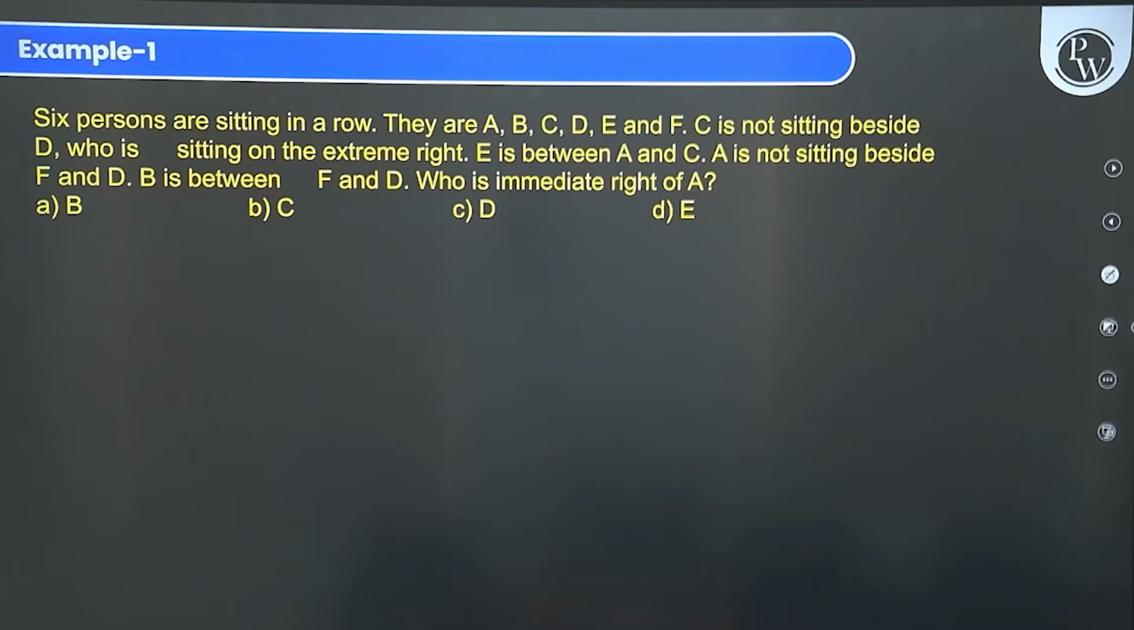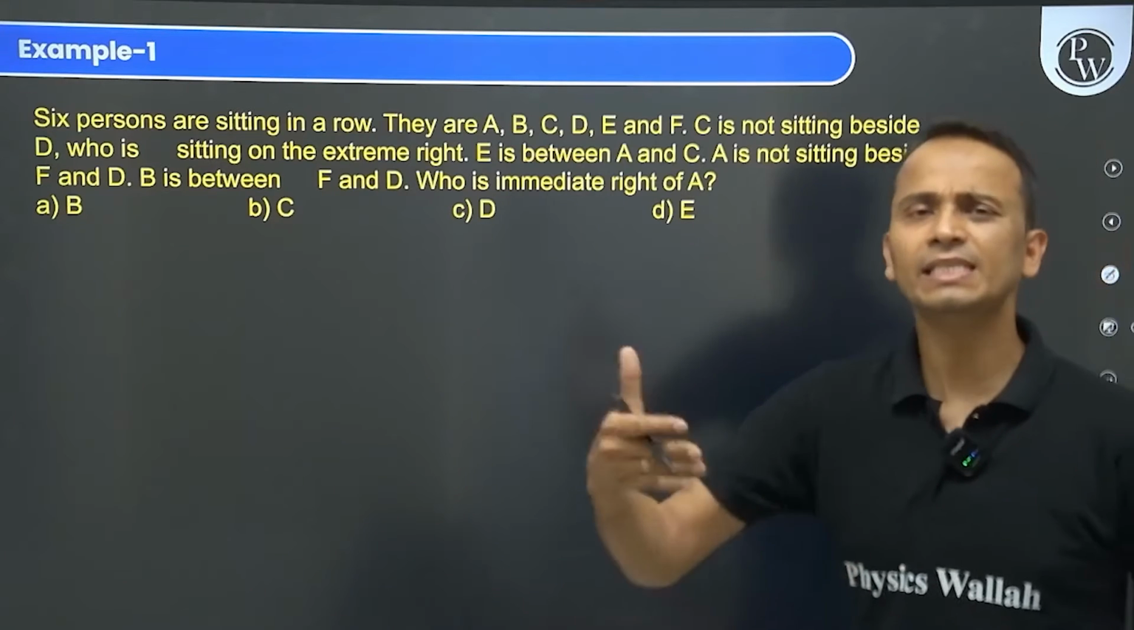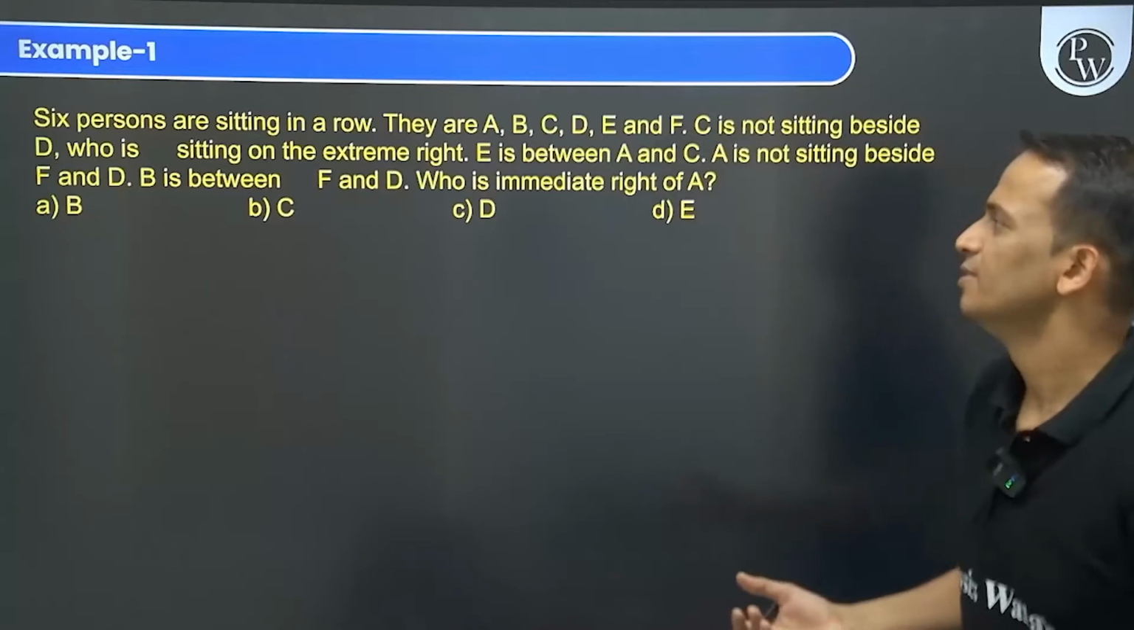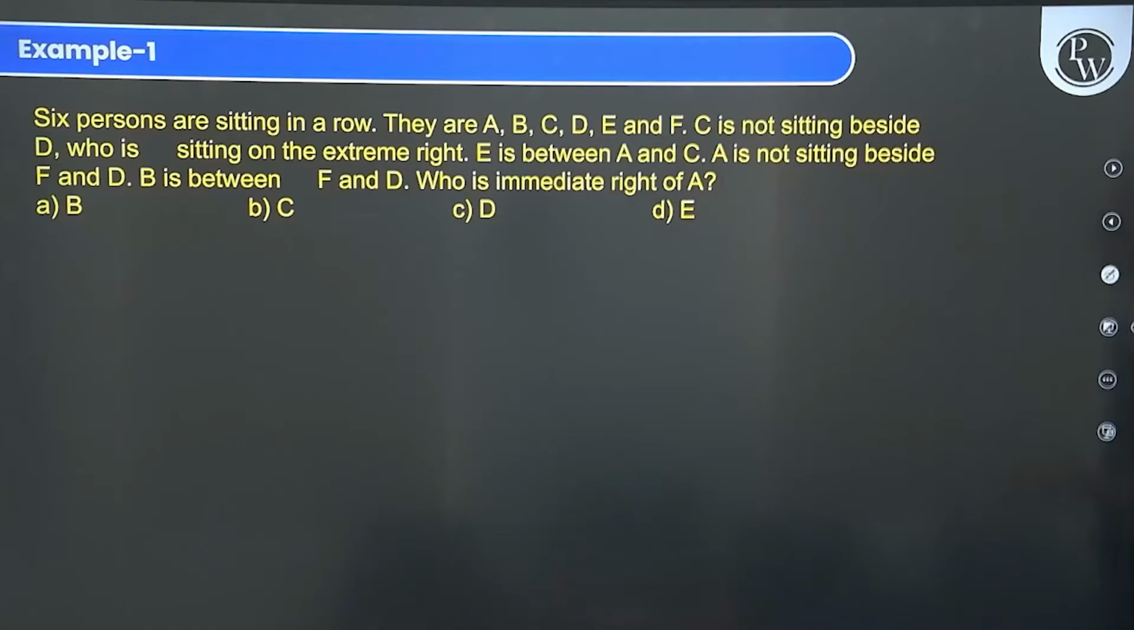Now 6 persons are sitting in a row. They are A, B, C, D, E, F. C is not sitting beside D. Now, C is not sitting beside D, meaning C is not sitting with D. D is sitting on the extreme right. D is on the extreme right, so D's position is known. E is between A and C. A is not sitting beside F and D. B is between F and D, and then you are asked who is immediate right of A.